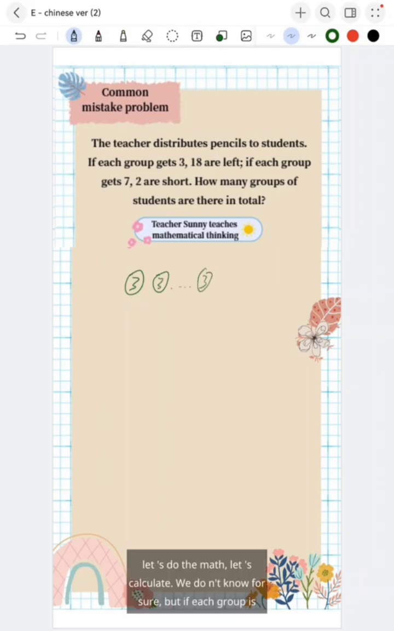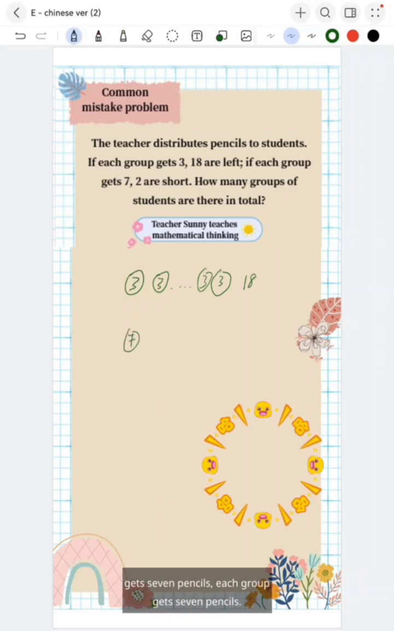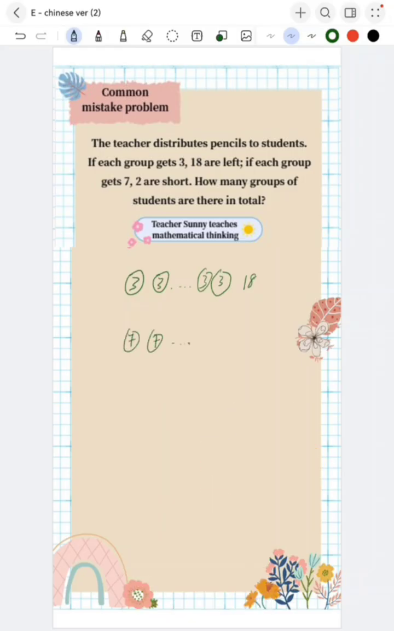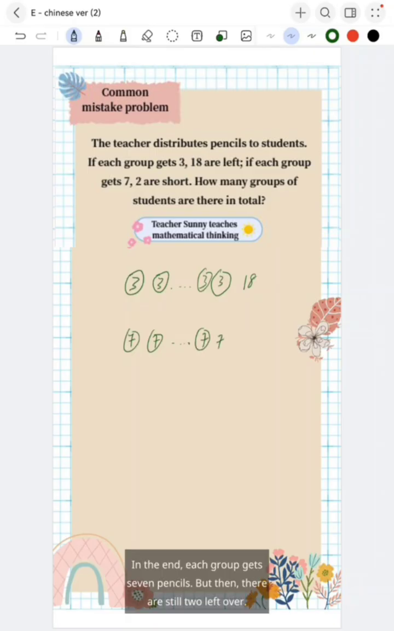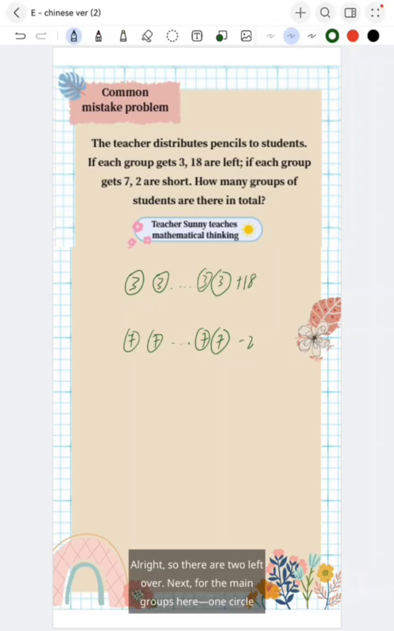We don't know for sure, but if each group is divided into 3 teams, or even 8 teams, is the majority 8 pencils? This is one scenario. The second scenario is each group gets 7 pencils. In the end, each group gets 7 pencils, but then there are still 2 left over.